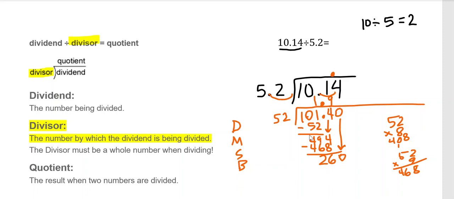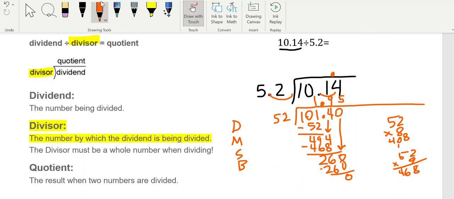52 times 5 is 260. So I know I'm going to put a 5 above that 0 that I just added. 52, that's my dividing. Then I'm going to multiply. 52 times 5 is 260. Then I'm going to subtract. And since I have a remainder of 0, I have no reason to bring down another digit.